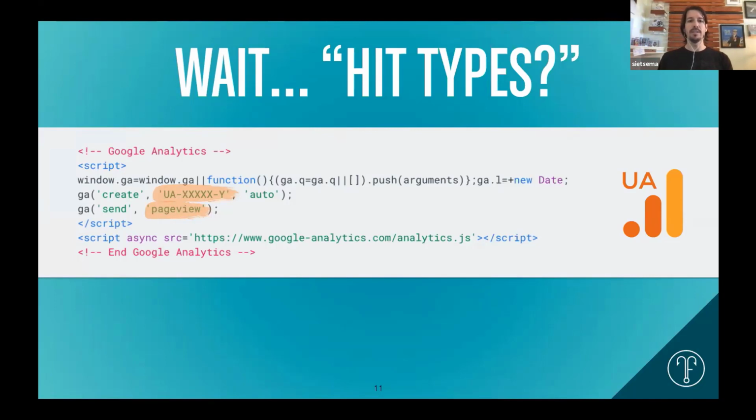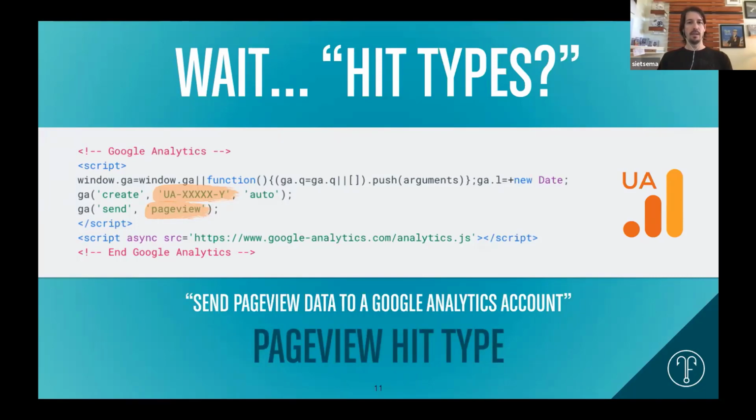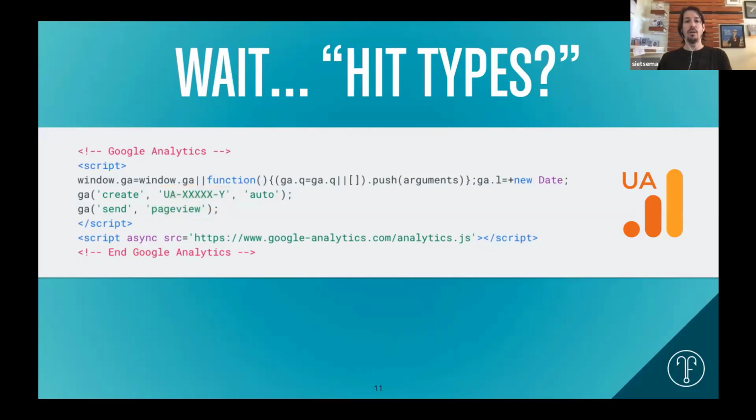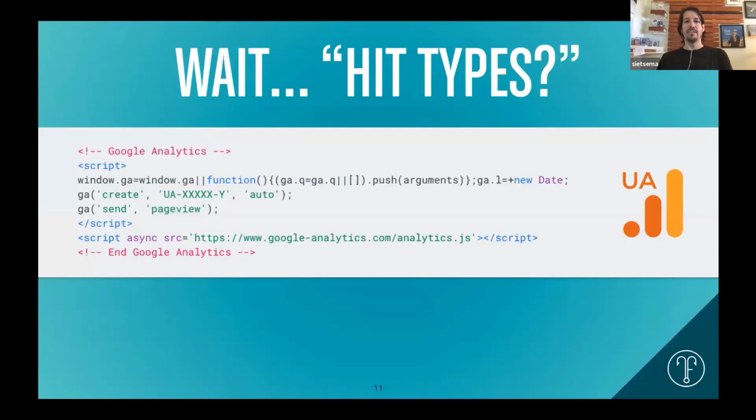And many of you have probably seen this before. Some of you, this might be new. But what this is essentially translated to is, hey, Google, send page view data to a Google Analytics account or property. This is basically the page view hit type, okay? So when we talk about different hit types, there are actually different tracking codes for all of those different hit types we talked about back here, okay? So that's the Google Analytics page view hit type.